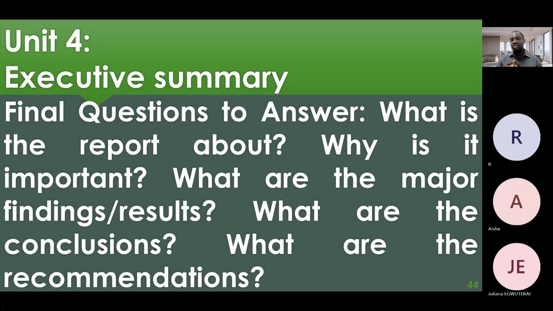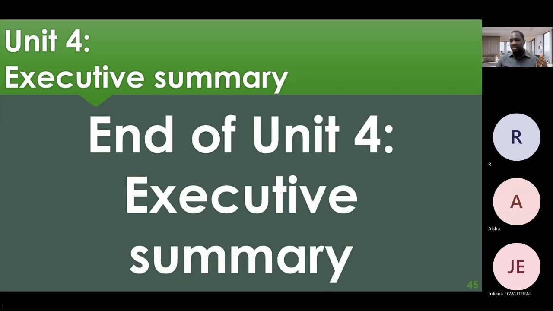So final questions to answer in your executive summary. What is the report about? Why is it important? And what are the major findings and results? Very important: what, why, and who. What, why, and who are very important questions you need to answer. What is the report about? Why is it important? And who is to act on the findings or the results? What are your conclusions? What are your recommendations? Very important, please. You take note of it.